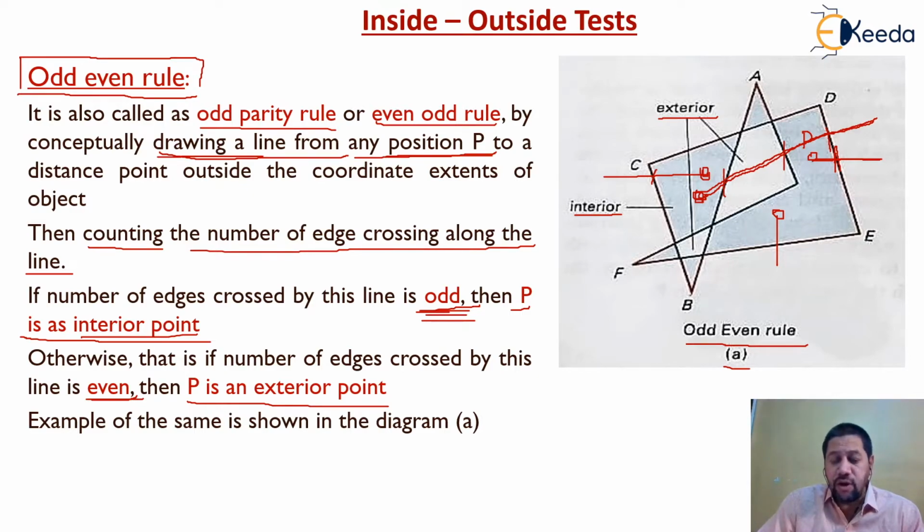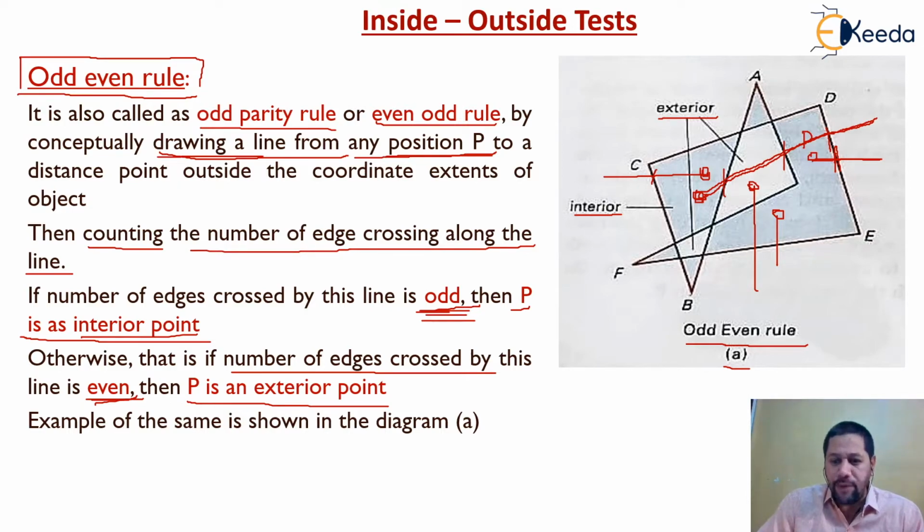Now, when do we have an area which is exterior? When the number of edges crossed is even, then it is exterior. Okay, I just take this as an example. Suppose this is my point P. Getting me? This is the point P, and now I will draw the line like this.